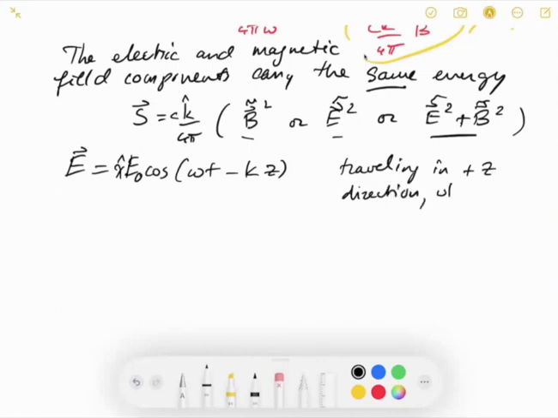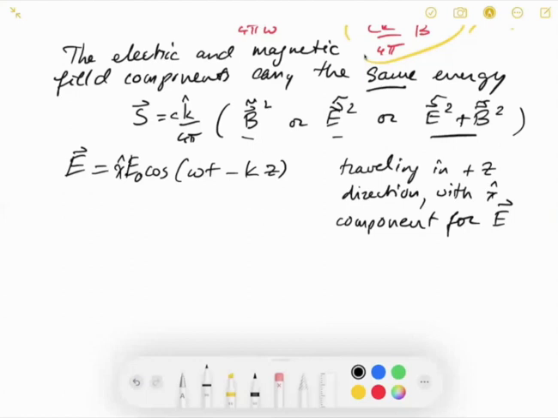With x component for the E field. That means that K is pointing in the plus Z direction, and you should be able to find what the B field is using that triple product.